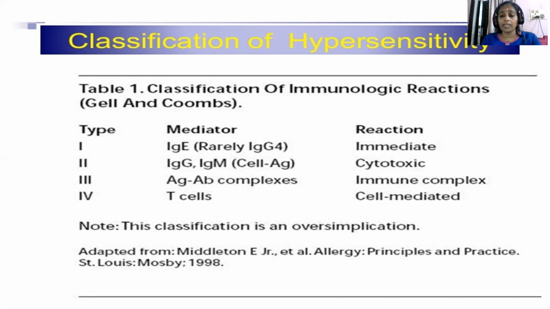Type 3 involves antigen antibody complexes. Due to the reaction of antigen and antibody, antigen antibody complexes form, which we call immune complexes, and this hypersensitivity reaction occurs. And in the case of type 4, it is T cell, that is a cell mediated immune reaction. All the other 3 are antibody mediated or humoral mediated, whereas type 4 is a cell mediated immune hypersensitivity reaction.